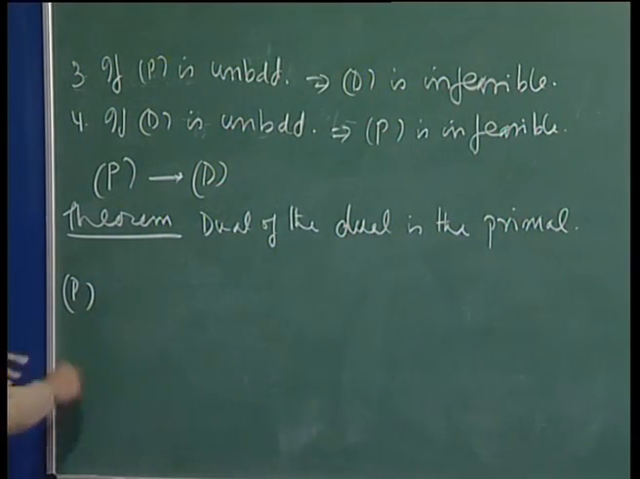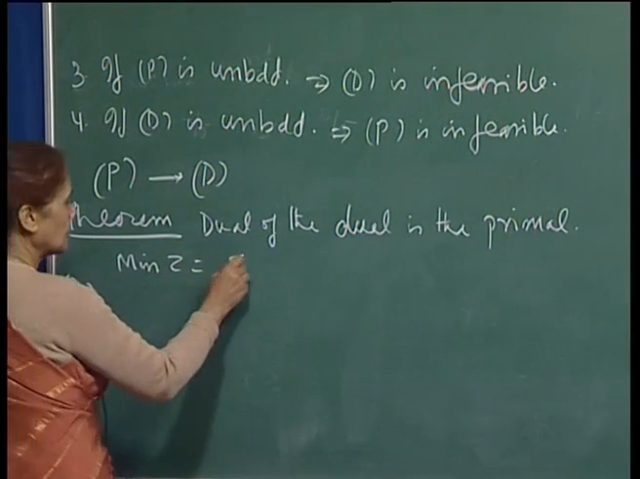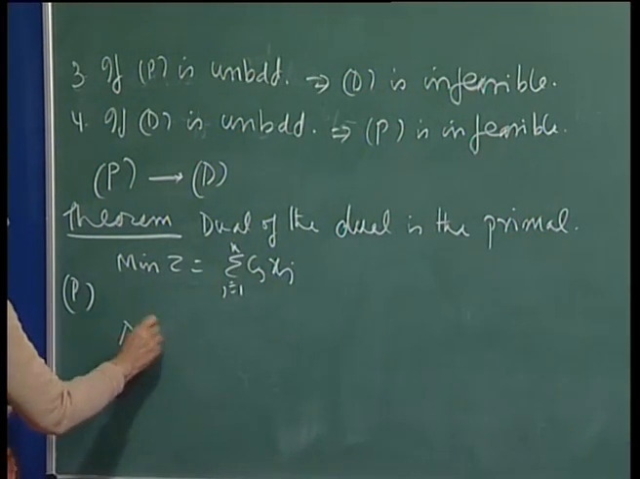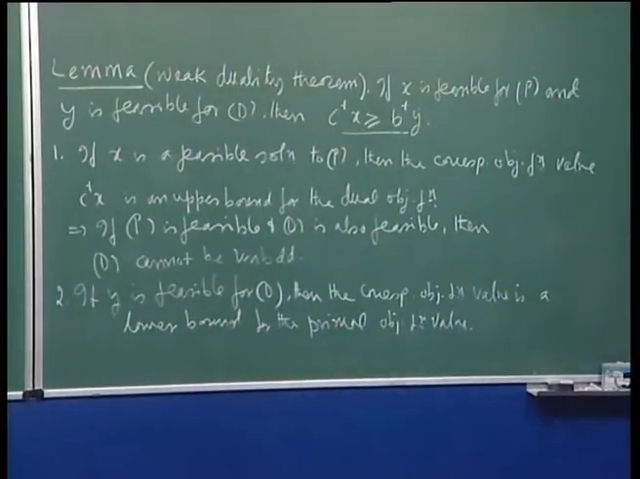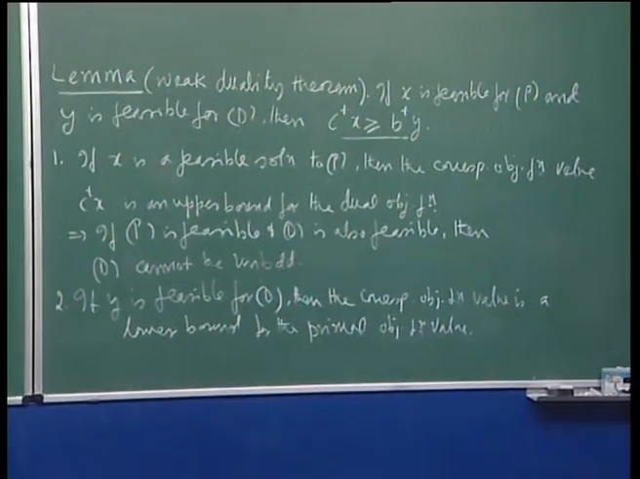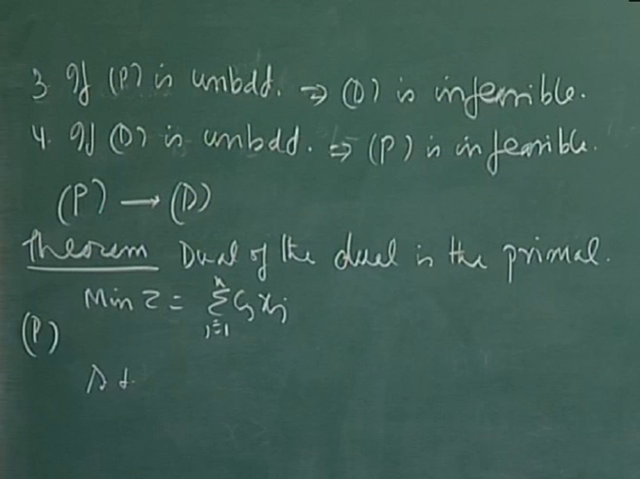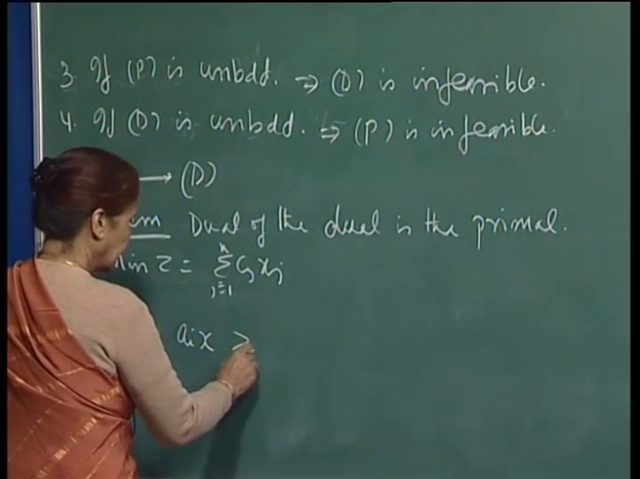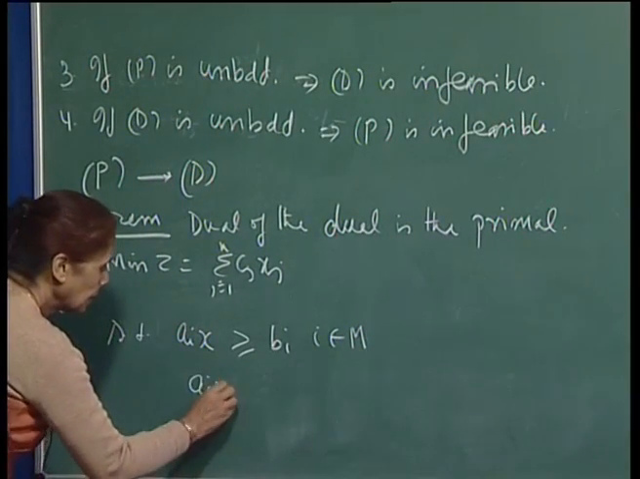So, what was my primal? The primal was minimize z equal to sigma Cj xj, j varying from 1 to n, subject to, let me just verify, the m was the first equality constraints or inequality constraints. How were we writing it? Okay, there I think I was using m bar, m for, okay, does not matter even if the notation is a little different, subject to. So, we were saying ai x greater than or equal to bi, i belonging to m, right, and then ai x, where ai's are the rows.